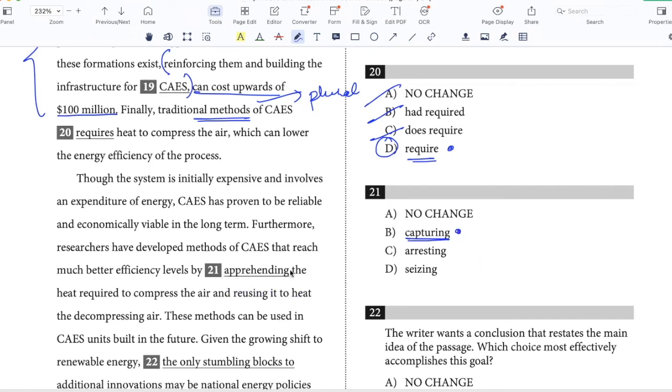To apprehend is to arrest someone, as in the police apprehended the criminal. So that doesn't make sense in the context of capturing heat. Arresting is also not proper in this context. And to seize, again, the idea about these questions is to use the correct context. Seize can mean capture, but in a context like she seized the opportunity and made an impression on the task force, which is to say that she took initiative, right? So that doesn't make sense in the context of heat. So this again is not correct. So the best answer is B.